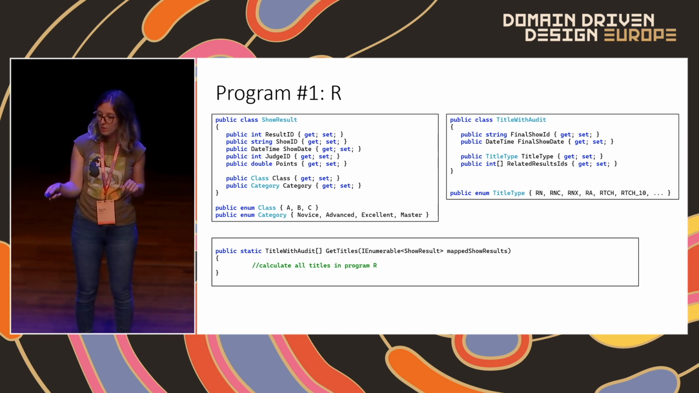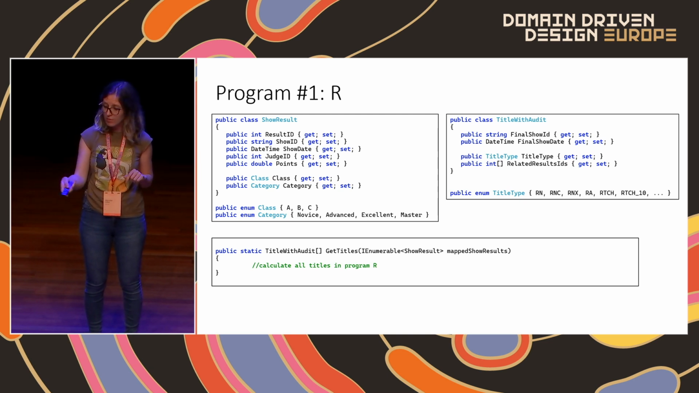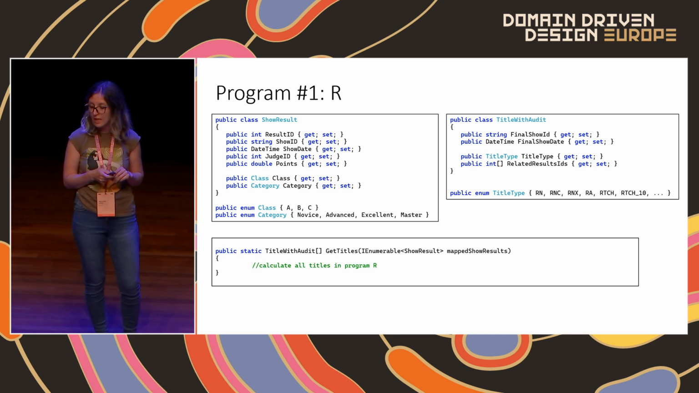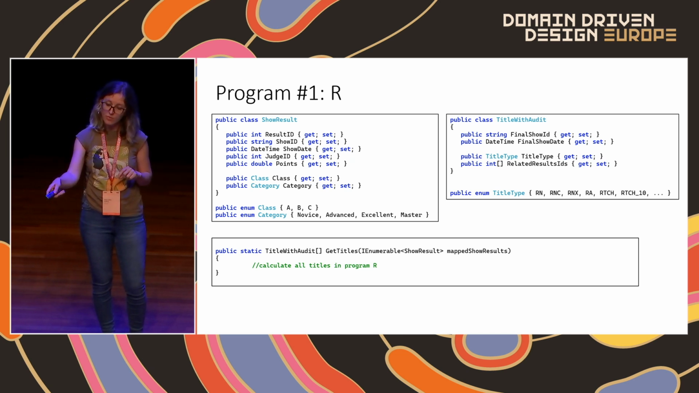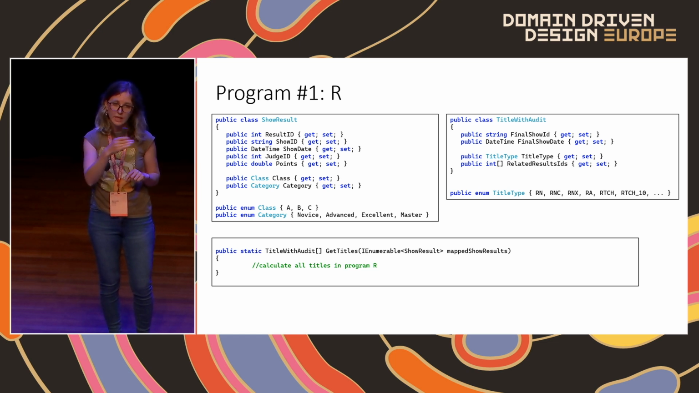And then we had title with audit, which represented a title for a particular doc. Of course, it had type of title, again represented as an enum, but it also had that list of related results IDs that we used for visualization, for tying the show result back to the title.